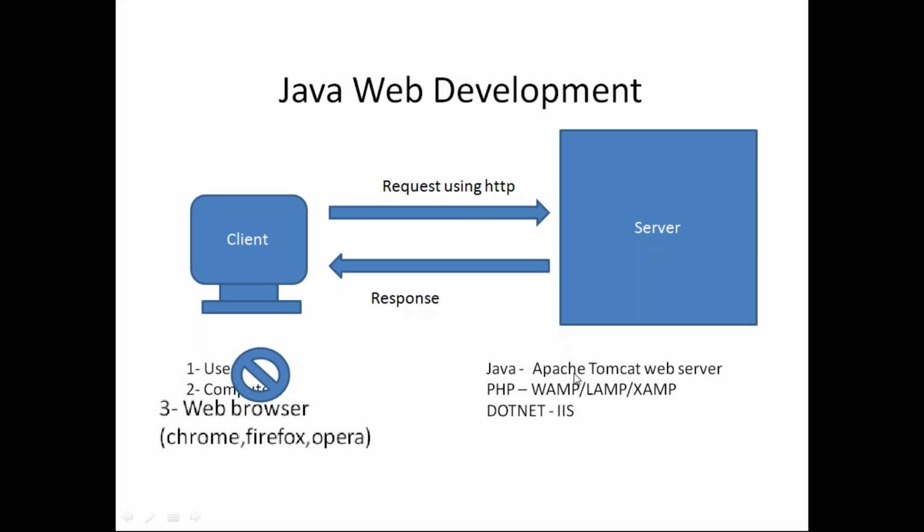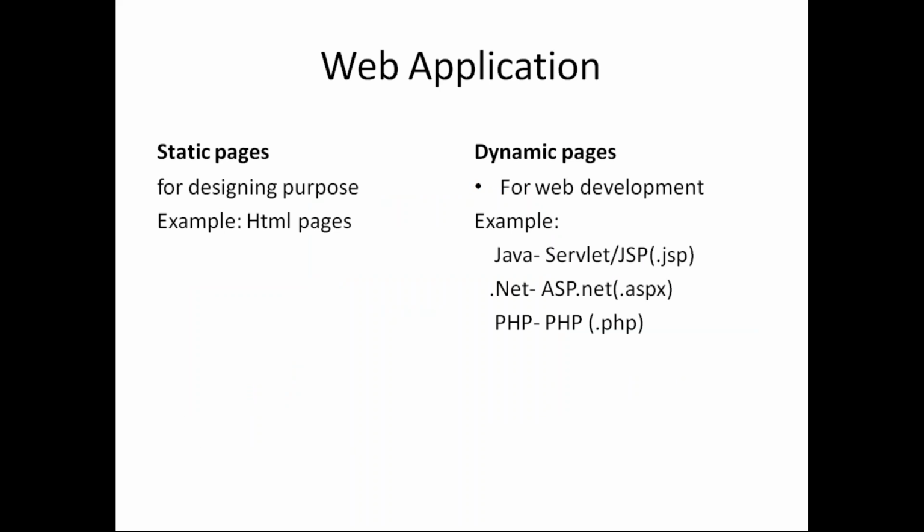In a web application we need to design two types of pages. First one is static pages. Static pages are generally used for design purposes, and they are designed using HTML, hypertext markup language. When you open any website, for example facebook.com, the first page, the login form, is common for all users, so that page is a static page.